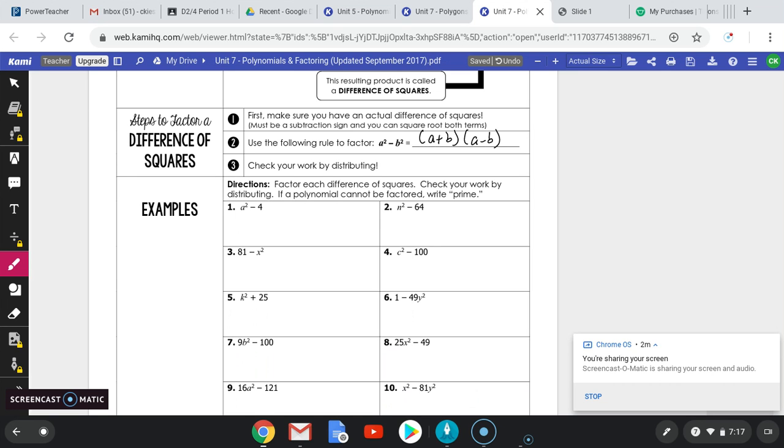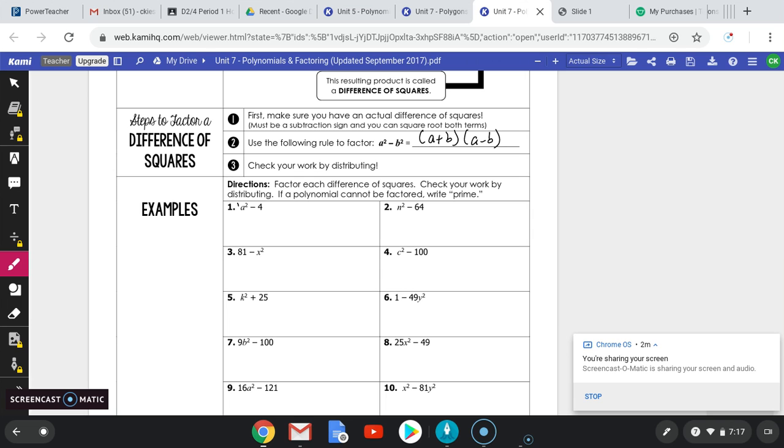So if I look at the first one, again, we can have some polynomials that cannot be factored, so we're just going to write prime. If I look at this one, a squared minus 4, I'm going to check. It has a minus term, and I could take the square root of both sides. One thing to note here, anytime there is an even exponent, it's always a perfect square. So 2, 4, 6, 8, all those.